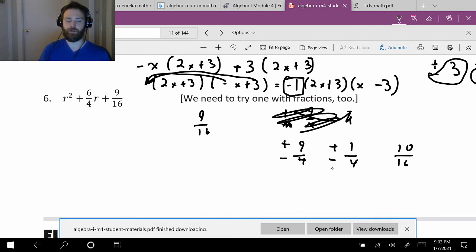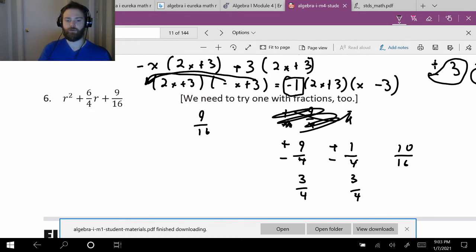So I'm looking for the pair that adds to be 6 over 4. So let's take a look at here. What are some other numbers that I can split 9 into? Well, that's 3 and 3. And the 4 comes along for the ride. Now I know the b term is going to add up to be 4, so I know that 16 is going to be 4 and 4 here, so it gives me the factor of 16.